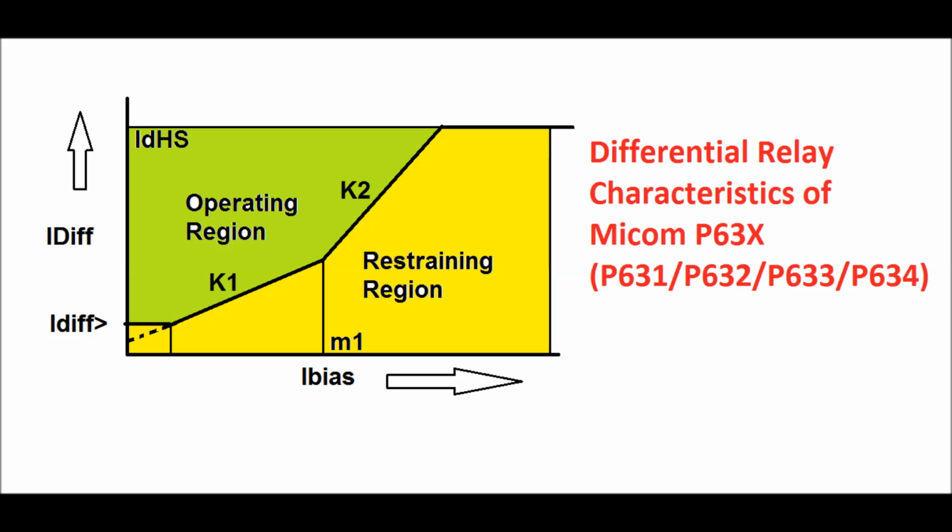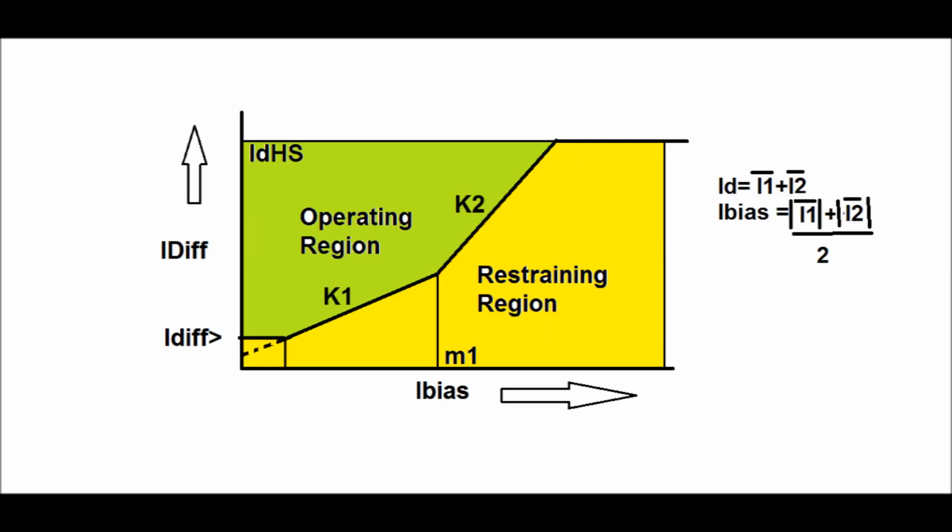Hello friends, today I will discuss the differential relay characteristics of Micom P63X, that is P631, P632, P633 and P634. Characteristics of all the P63X relays are the same. The difference is only in the binary input and output contacts. The characteristics of Micom P63X are shown in this diagram.